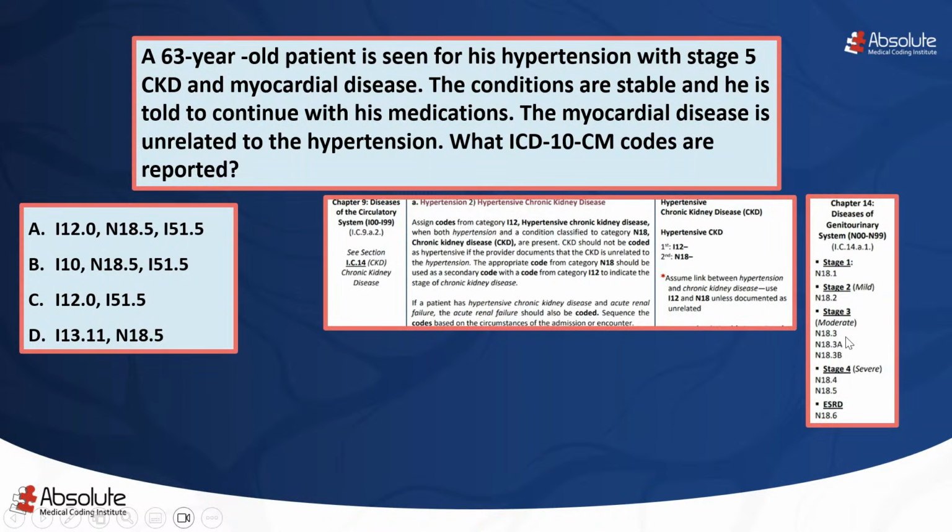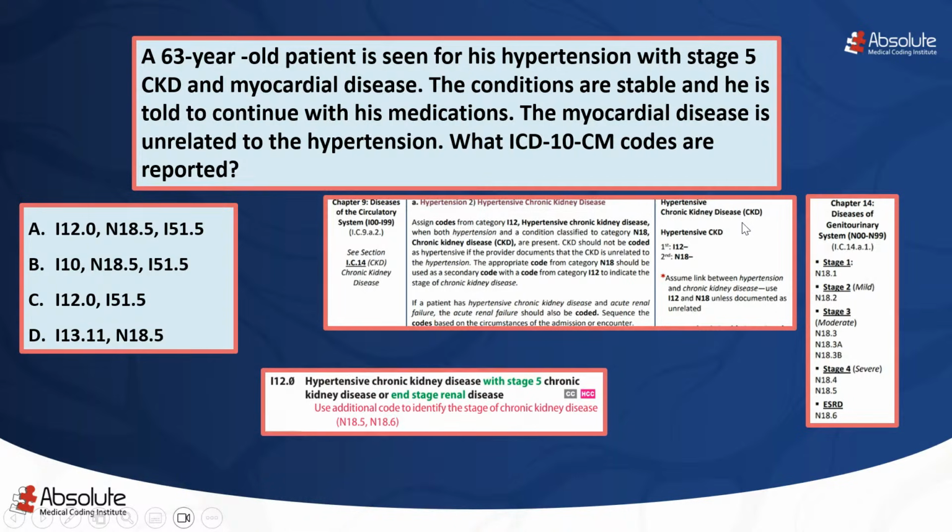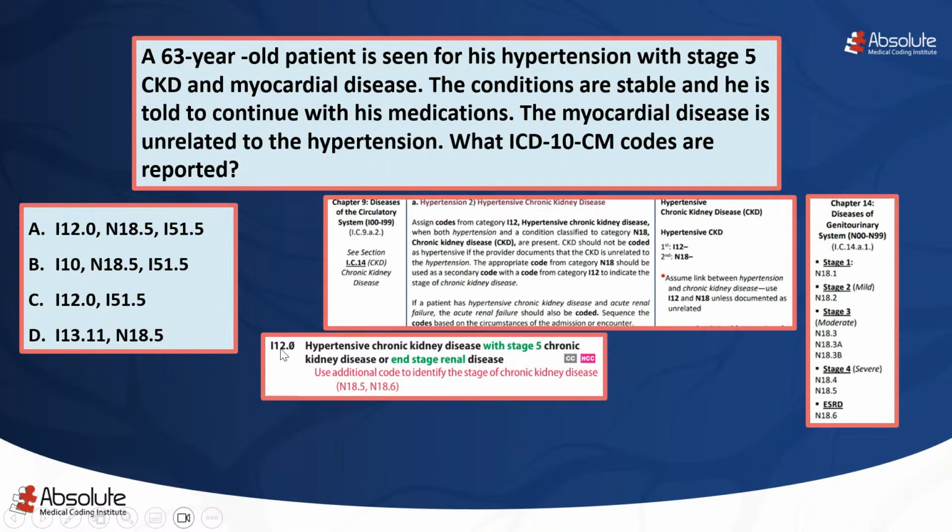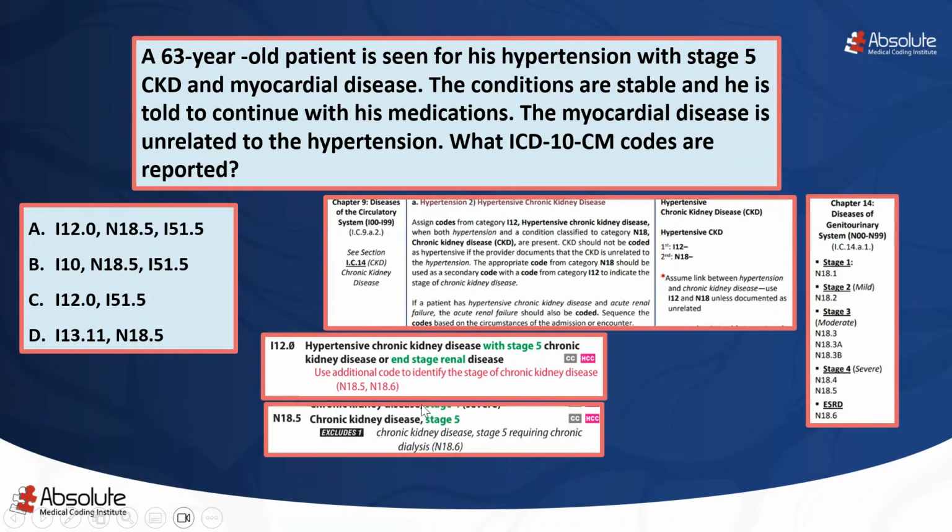So if you look, that is how you're going to code it. So the ESRD, or right here, the stage 4 severe. I'm so sorry. That is what we're going to be looking at. And so that's the sequencing that we're going to follow. So I12, hypertensive chronic kidney disease with stage 5 chronic kidney disease or end-stage renal disease. And then, of course, we're going to look at this note right here to use our additional code to help us code what stage. And we are in stage 5. So that is why we are using code N18.5.